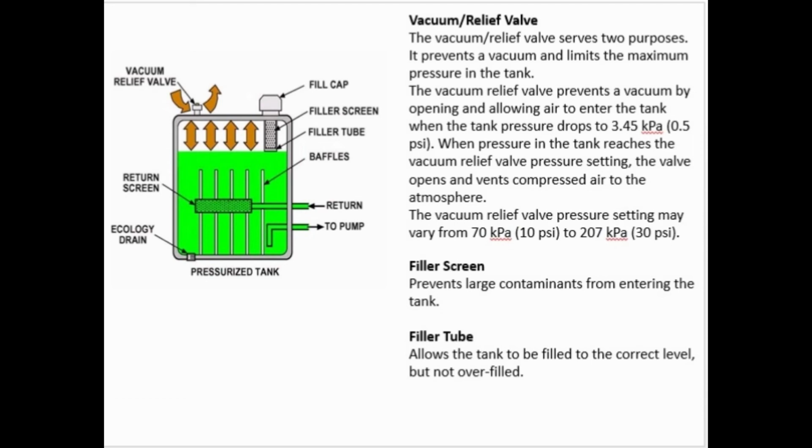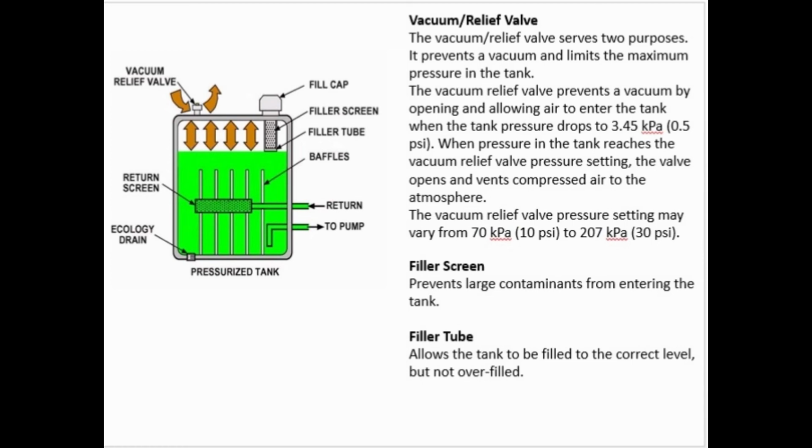The vacuum relief valve prevents a vacuum by opening and allowing air to enter the tank when the tank pressure drops to 3.45 kilopascals, 0.5 psi. When pressure in the tank reaches the vacuum relief valve pressure setting, the valve opens and vents compressed air to the atmosphere. The vacuum relief valve pressure setting may vary from 70 kilopascals, 10 psi, to 207 kilopascals, 30 psi.